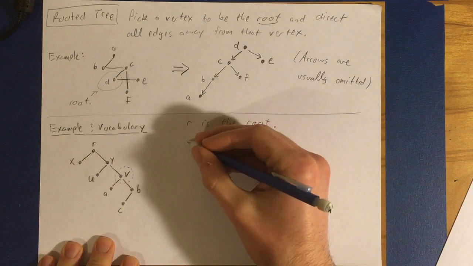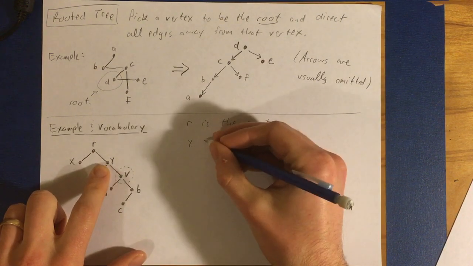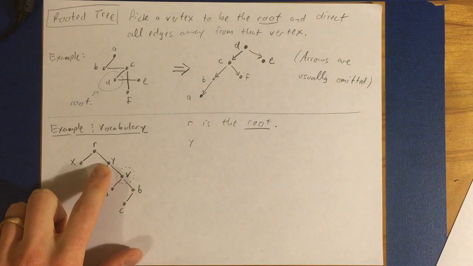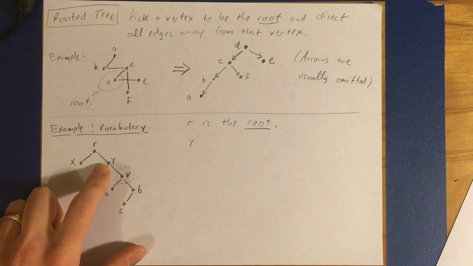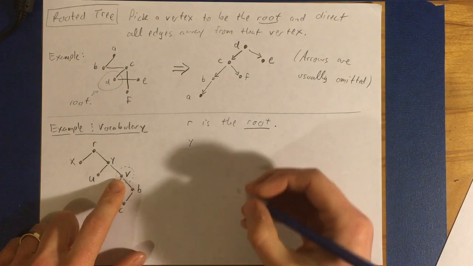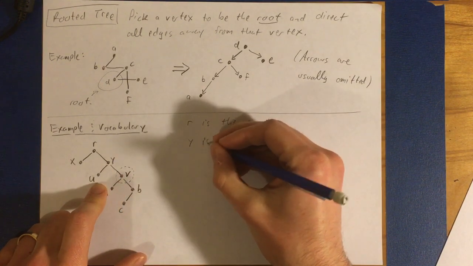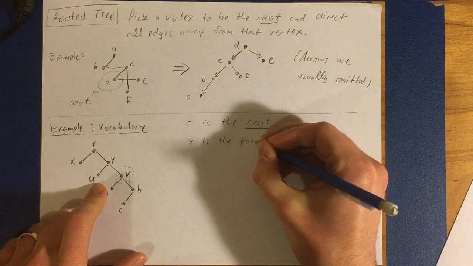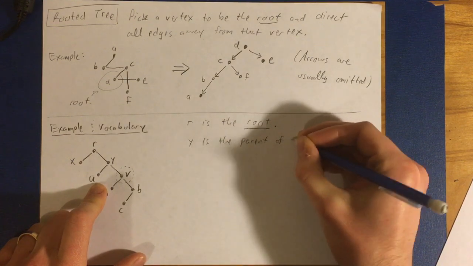Okay, and now from the perspective of vertex V, I'm going to name a bunch of other things relative to V. So the first would be the parent. The parent of V is the vertex directly above it, that we have a directed edge coming from that vertex to V. So Y is the parent of V.